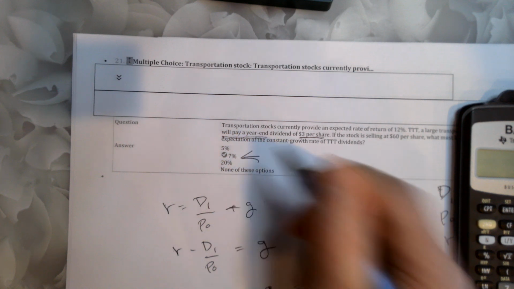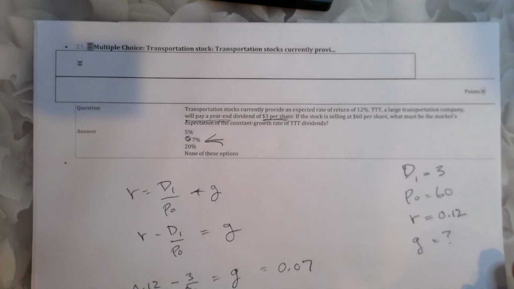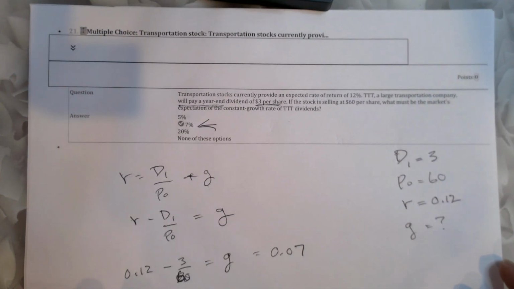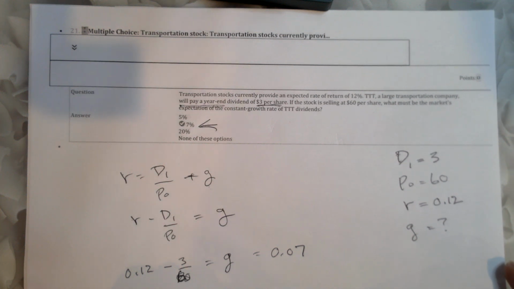And that is the correct answer. Our growth rate is 7%. I could have also asked, what is the capital gains yield for this stock? And the answer would have been exactly the same because G represents both for stocks with constantly growing dividends.